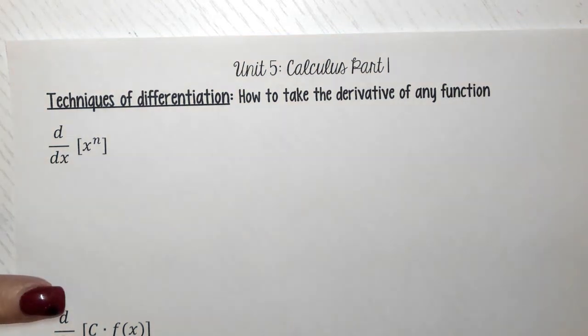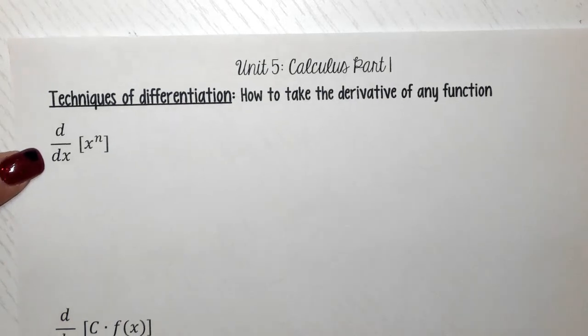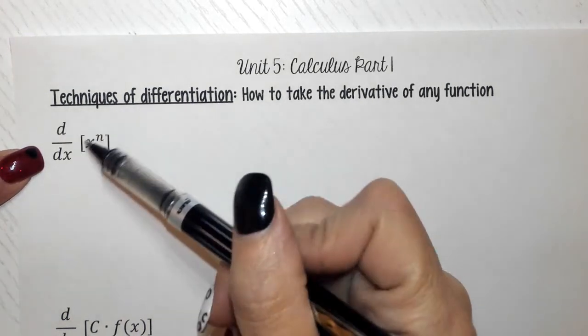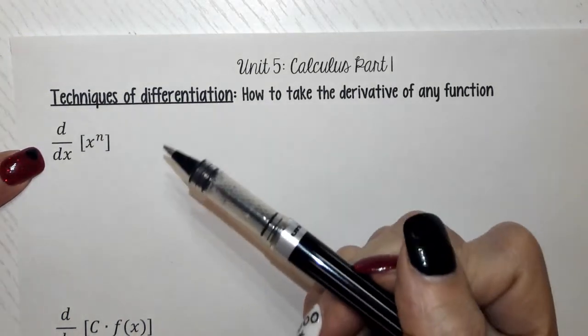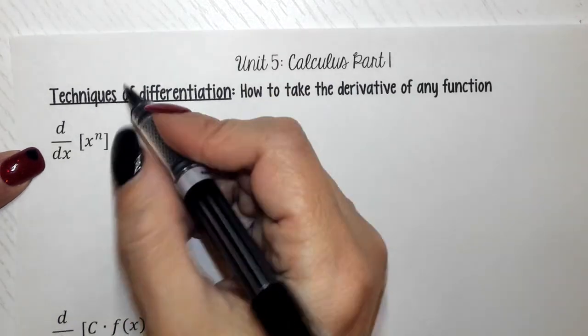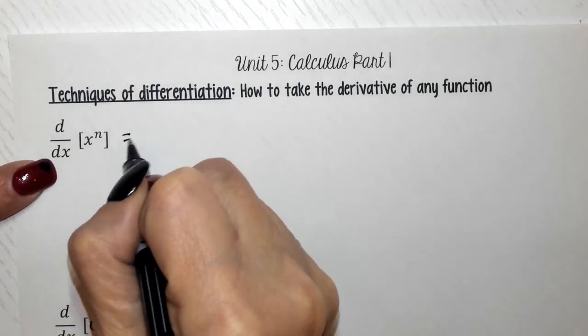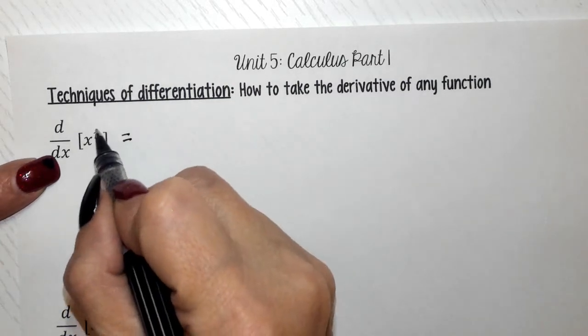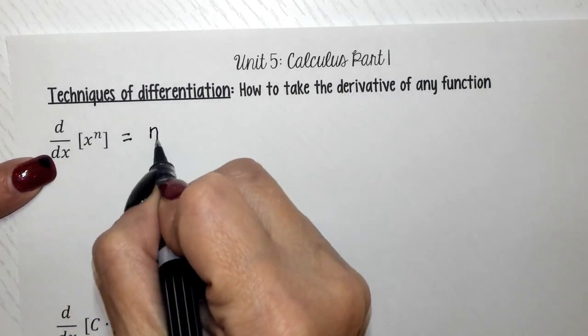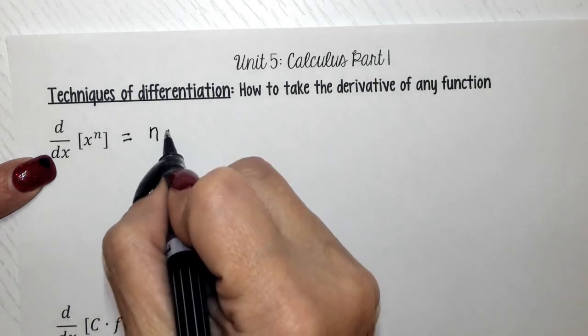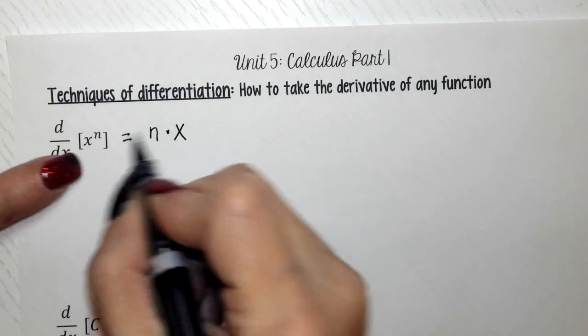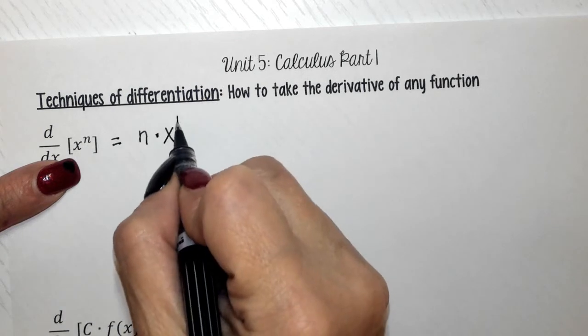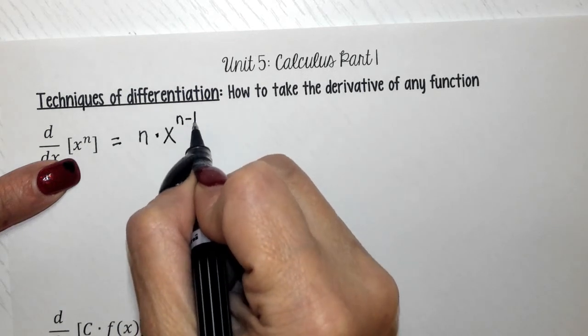Here are your rules. I'm going to use d dx. If you have d dx of x to the n power, here's the way it's going to work. If you have a derivative, you are going to take this exponent and put it in the front. You are going to bring the n to the front, and you're going to decrease the exponent by 1.